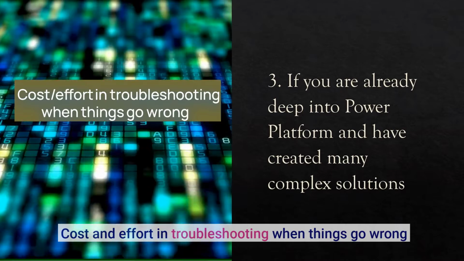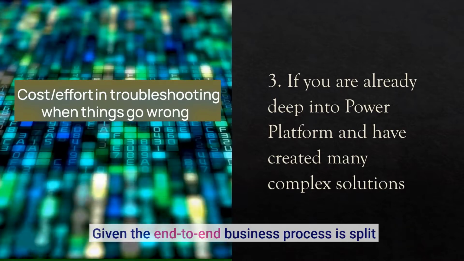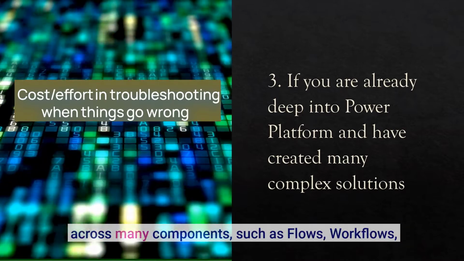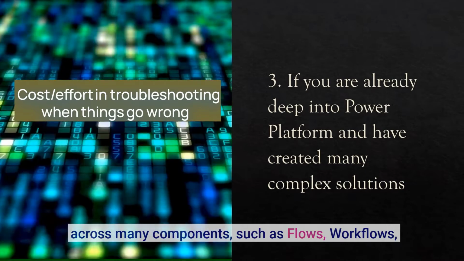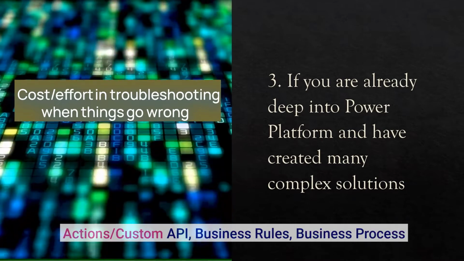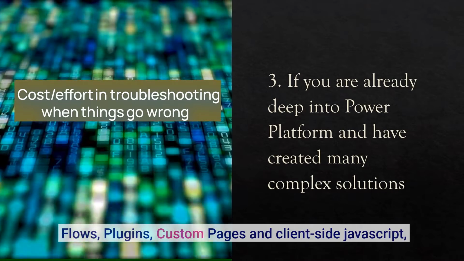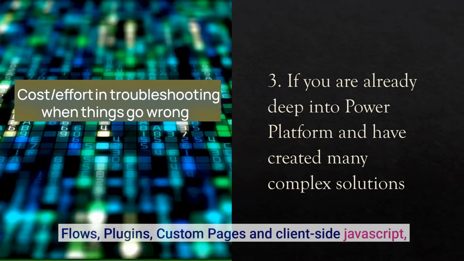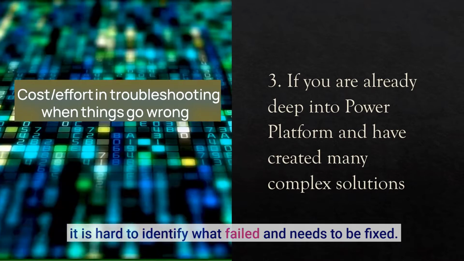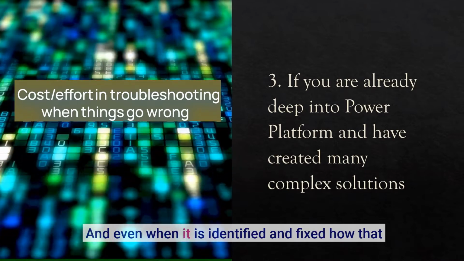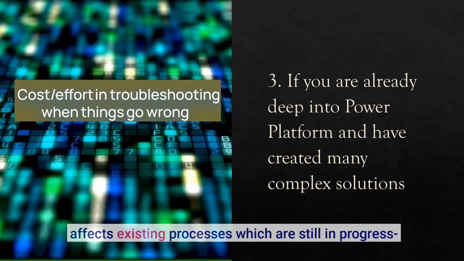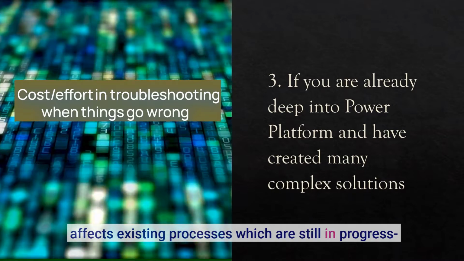Cost and effort in troubleshooting when things go wrong, given the end-to-end business process is split across many components, such as flows, workflows, actions, custom API, business rules, business process flows, plugins, custom pages, and client-side JavaScript. It is hard to identify what failed and needs to be fixed, and even when it is identified and fixed, how that affects existing processes, which are still in progress.